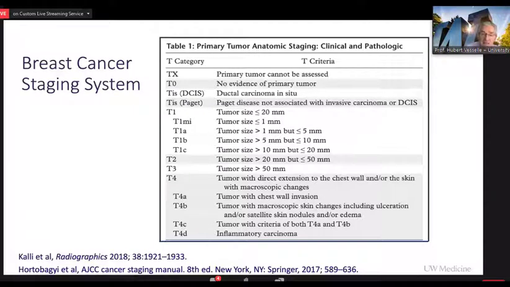The size of the tumor is the most important component of these T descriptors. And if you're interested as a radiologist to know more about this TNM system, there's a very good RadioGraphics article by Kalli et al. in 2018 that described that very well, and it's referenced in all these slides.